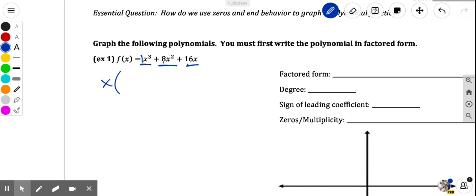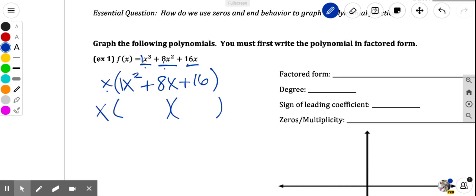Once you take out the x, you put it outside a set of parentheses, and you ask yourself, what do I multiply x by to get x to the third? Well, we need 2 more x's. What do we multiply x by to get 8x squared? We need an 8 and an x, and then lastly, we'll have a 16. Once you factor out the GCF, then you will have something left over, in this case, a trinomial, which can be factored further. This is a trinomial where a is 1.